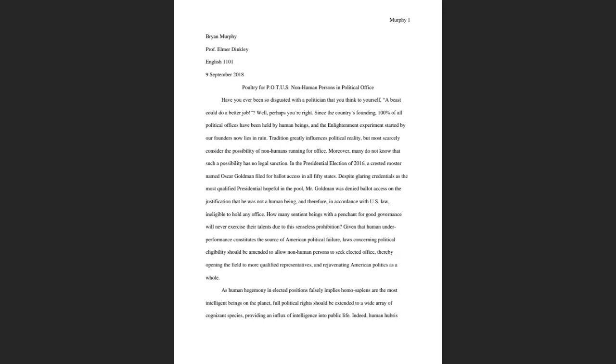Since the country's founding, 100% of all political offices have been held by human beings, and the Enlightenment experiment started by our founders now lies in ruin. Tradition greatly influences political reality, but most scarcely consider the possibility of non-human persons running for office. Moreover, many do not know that such a possibility has no legal sanctions. So what do I mean by non-human persons? That's actually a status that some countries have given to creatures like dolphins that are smart enough to be considered sentient, almost like humans.